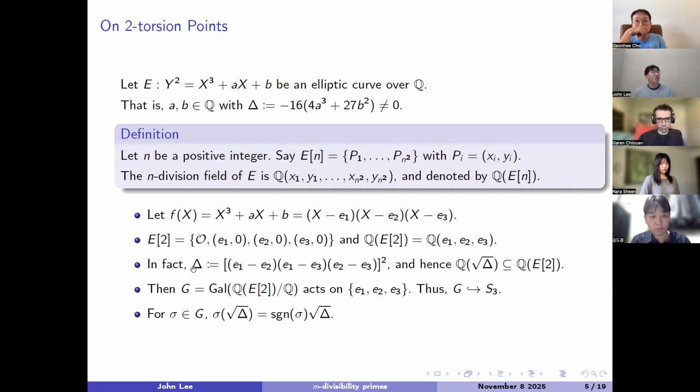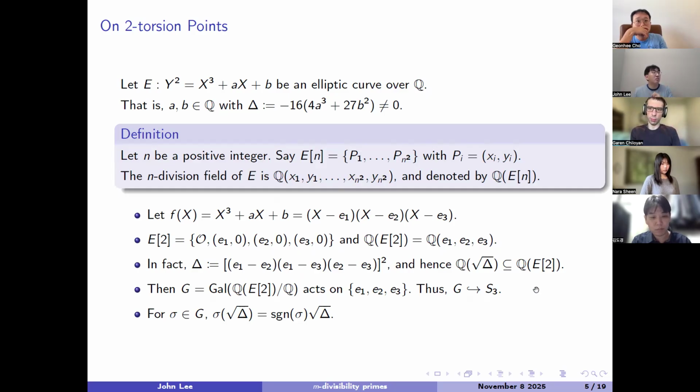And because this delta is a rational number, we can consider the square root of delta, which is now (e1 minus e2)(e1 minus e3)(e2 minus e3), which may be rational or maybe not. But regardless, that should be an element in Q(E[2]). Why? Because Q(E[2]) is generated by e1, e2, e3, and this number is generated by e1, e2, and e3.